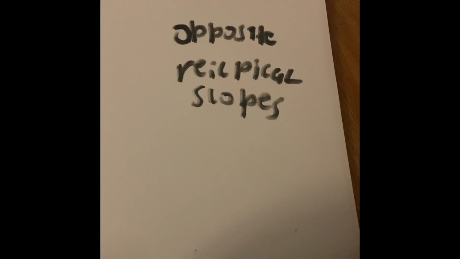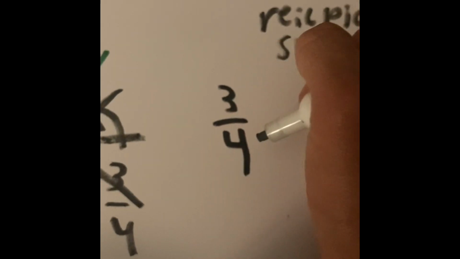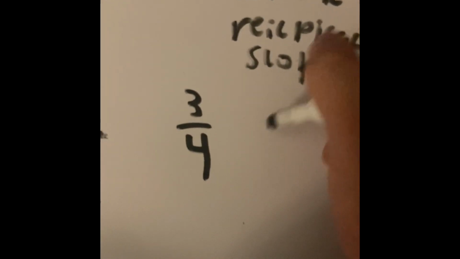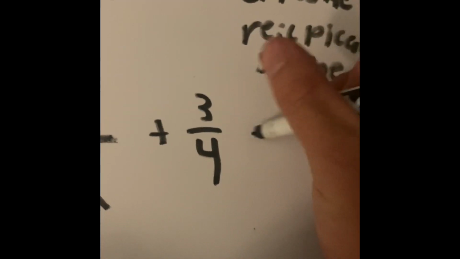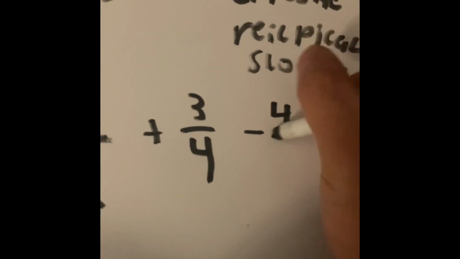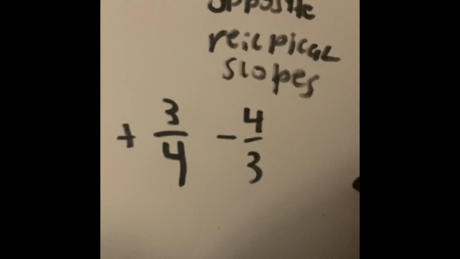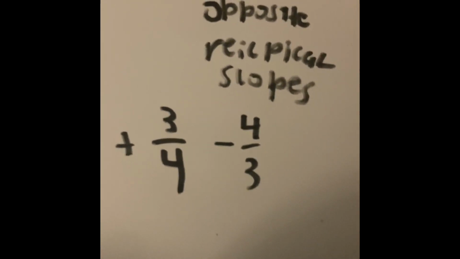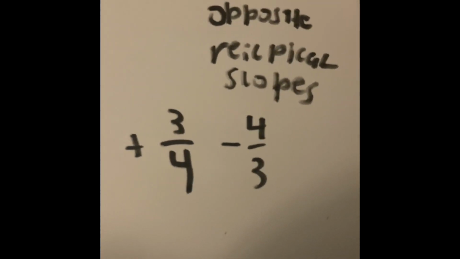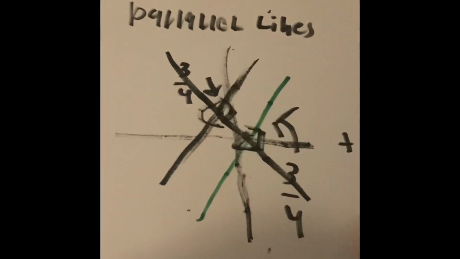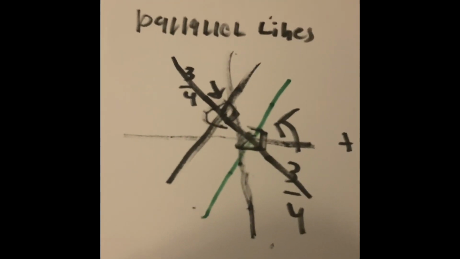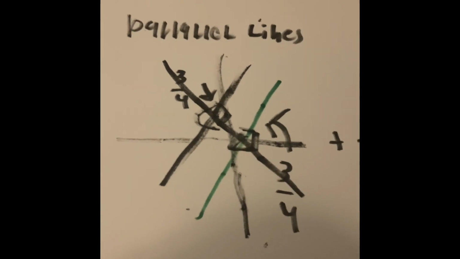Well, the thing about that is, opposite reciprocal slopes are basically self-explanatory. All we have to do is take the slope of one and then opposite reciprocal. So since it's a positive, we change it into a negative and say negative 4 over 3. So basically, opposite reciprocal slopes are a way to make parallel lines have a transverse line strike through them and also make it perpendicular.